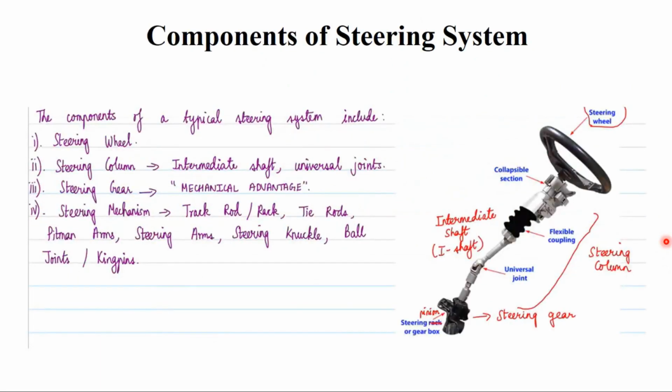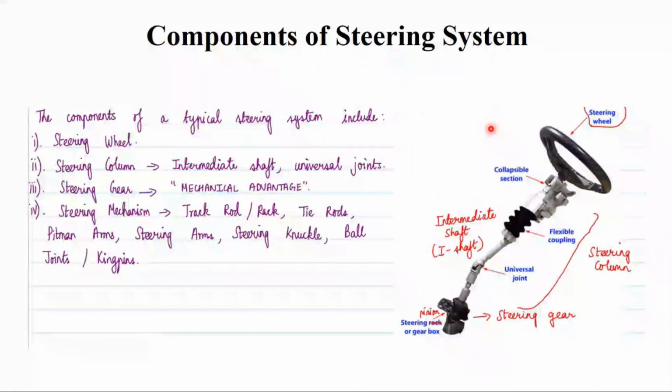Now, before going there, we'll see the different components of the steering system. This is the steering wheel, and this is the collapsible section column. You have the flexible coupling, the universal joint, and the intermediate shaft, and this forms the steering column. Then you have the steering gear, the pinion steering or the gearbox.